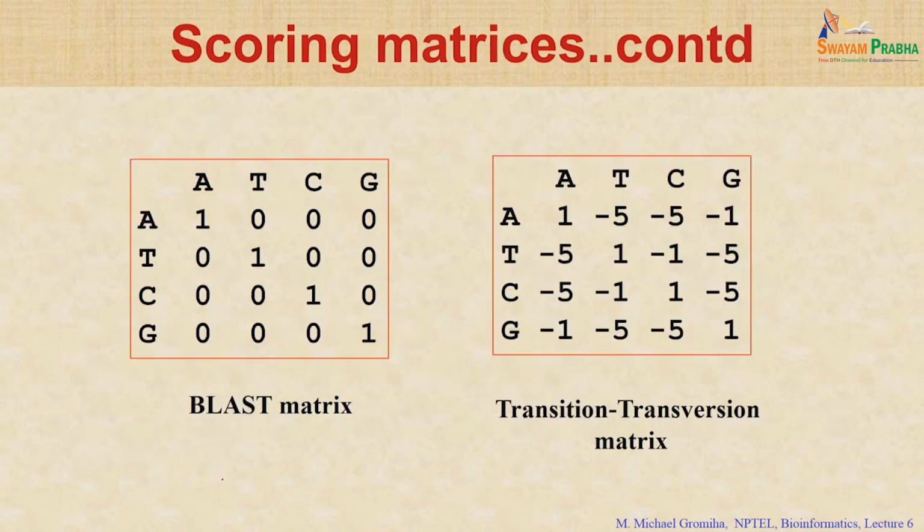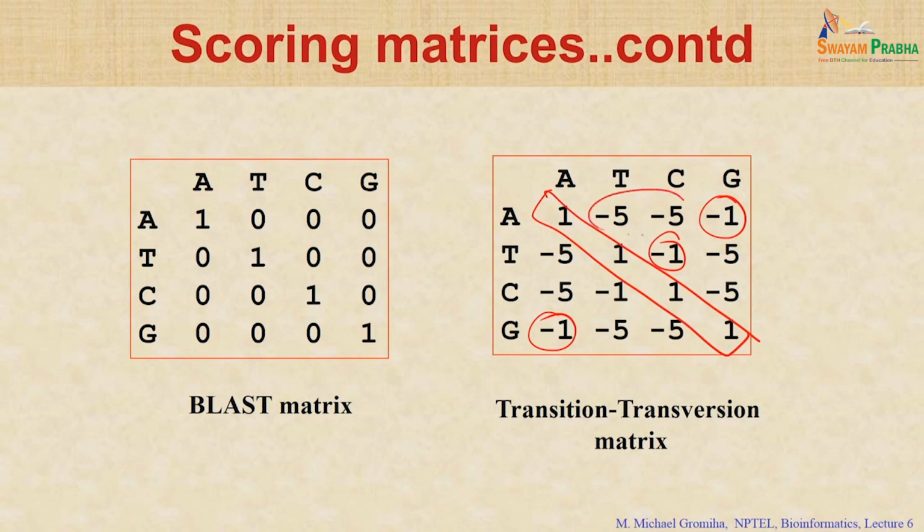Okay, now these are matrices. Here these are the 4 nucleotides, A, T, C, G. Earlier we used 1 1 1 1. Now we change it: if it is a match, we put score 1. If it is purine to purine or pyrimidine to pyrimidine, we give minus 1. If it is the other way around, purine to pyrimidine or pyrimidine to purine, we give minus 5.